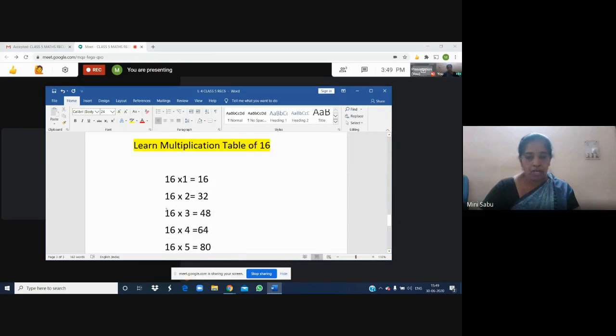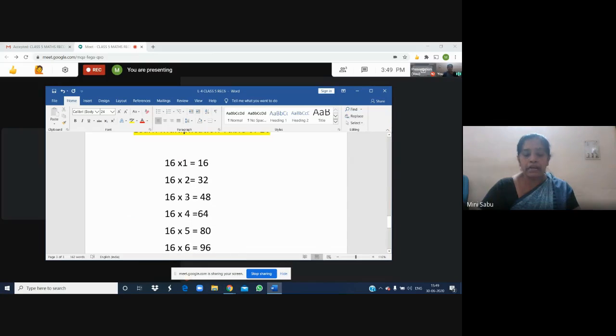Okay, children, this you have to learn, because we should be very thorough with multiplication table, because we have one lesson coming. It is LCM and HCF lesson. In that lesson, multiplication table is very, very necessary. If you do not know the table, you will not be able to understand the class. So you have to learn the tables.